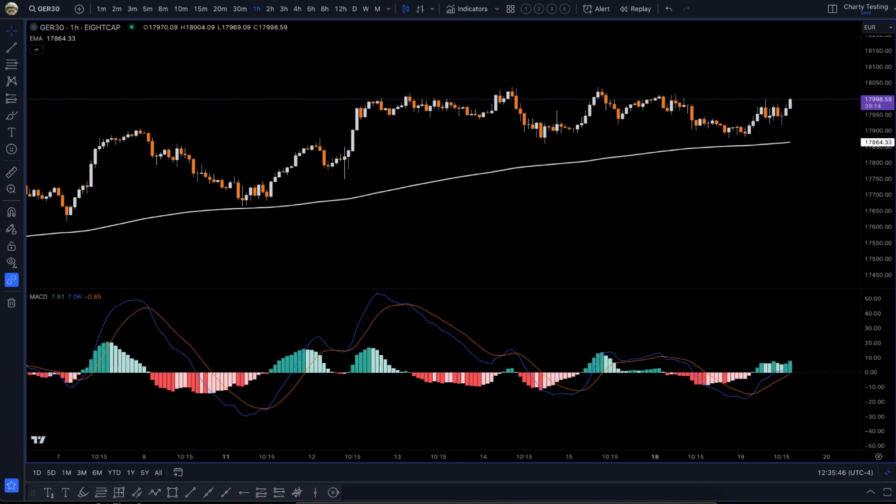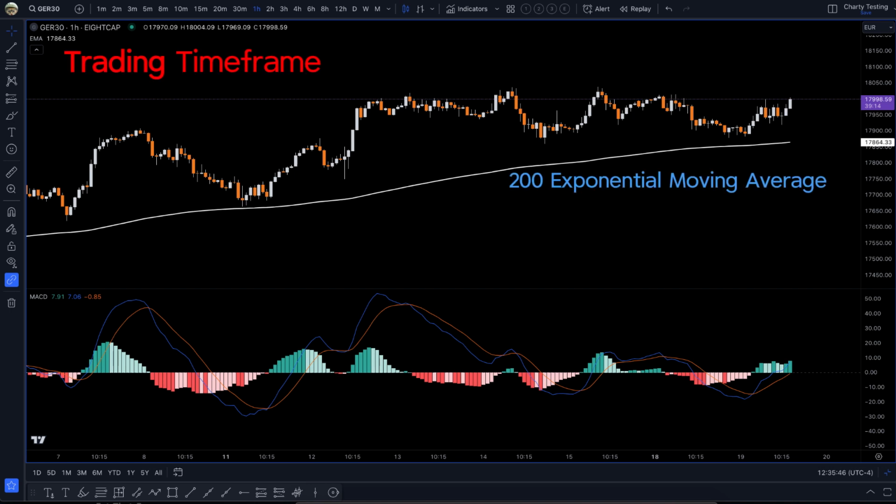The second is a simple trend following strategy that uses just a single time frame with a 200 EMA as our trend indicator and the MACD cross as the signal. This contender we'll call Classic.